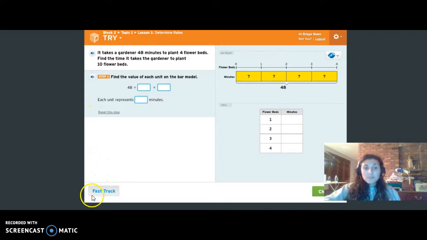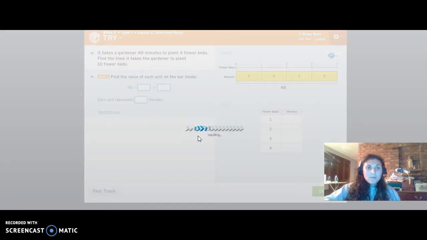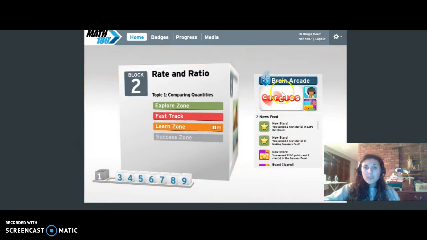You can see that it says fast track in the bottom here. That's just if they feel really good about this after doing a problem or two and they're like, I don't need to do the whole lesson, they can go to fast track and make it a little faster for themselves. There's also the Brain Arcade, which is to the right over here. That is the games that they can play. They're all math related. They seem to enjoy them. We do a Brain Arcade competition on Fridays, which is always fun. They all compete against each other and sometimes even me.